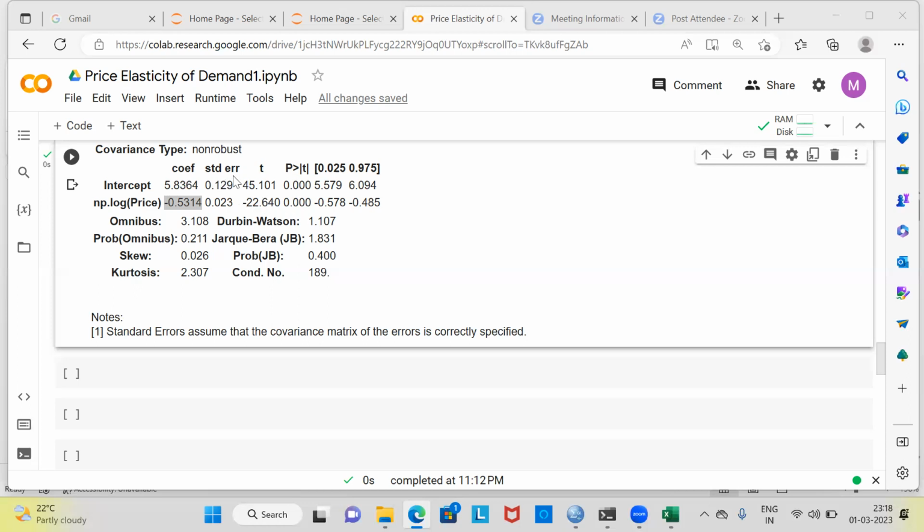Additionally, you can also look at standard error and T. You have other values like omnibus, probability of omnibus, what is the skewness value, and kurtosis. Both of these are measures of asymmetry in the data.